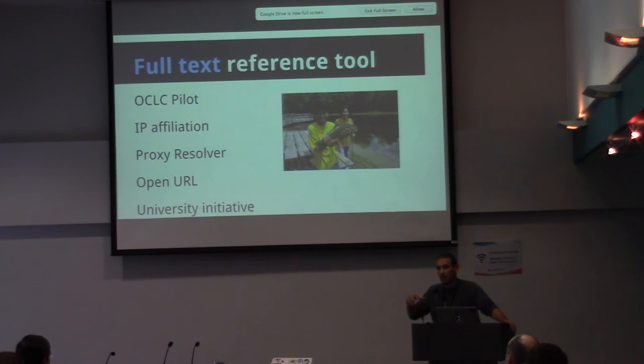And then finally, even if we fail, we want to fail gracefully and send people to a relevant open URL resolver on an institutional page, or even just in WorldCat, which will have links to search further. We want to make it easier for people to get as close to the full text as possible.